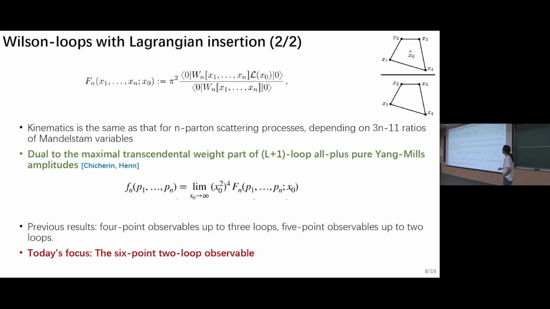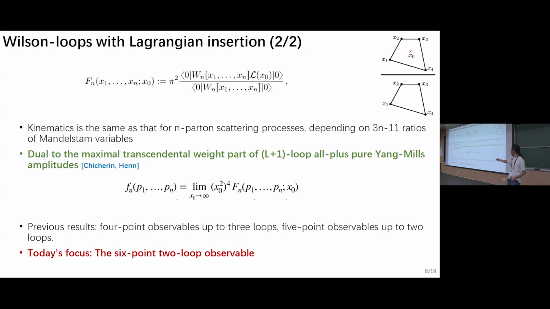Okay, so we can see these points from the kinematic input of these observables. Firstly, it depends on the vertices of this polygonal Wilson loop, x1 to xn, the positions, which in fact after the duality correspond to the momenta of the external massless particles p1 to pn. But besides that, it also depends on x0, which is the position of the Lagrangian operator insertion.